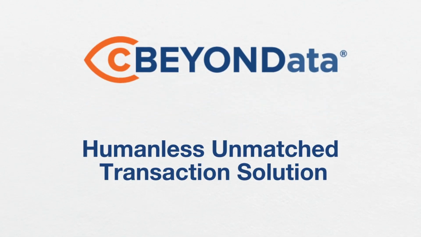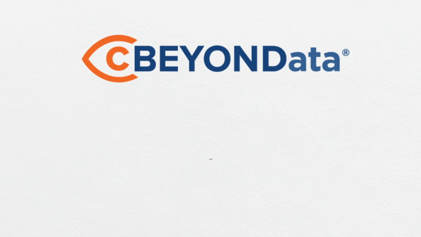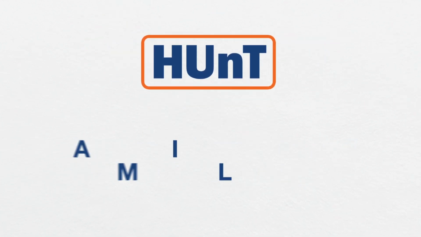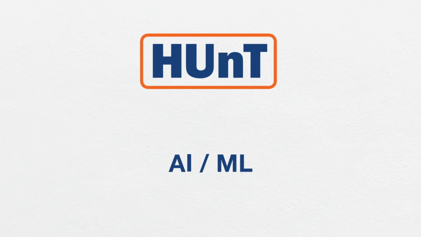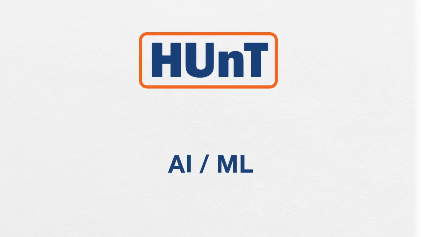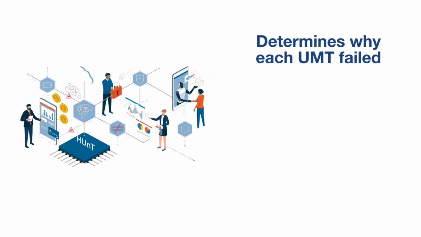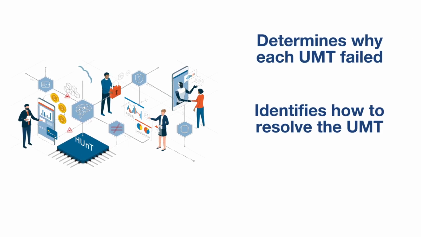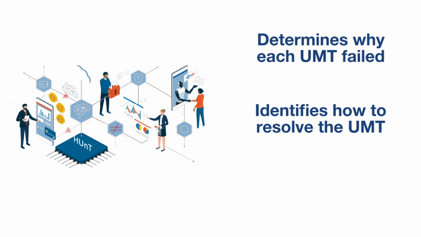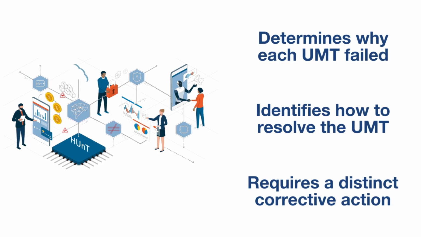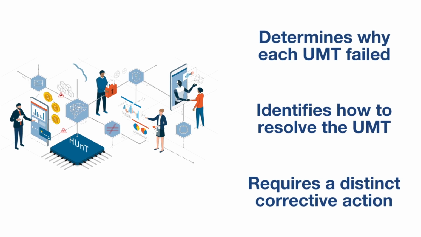cBEYONData's Humanless Unmatched Transactions solution, known as HUnT, is an artificial intelligence and machine learning solution, also known as AI/ML, that predicts the root cause of UMTs. HUnT uses AI and ML to determine the specific reason each UMT failed and identifies the corrective action to resolve the UMT. Each unique reason for an unmatched transaction requires a distinct corrective action to resolve the UMT.